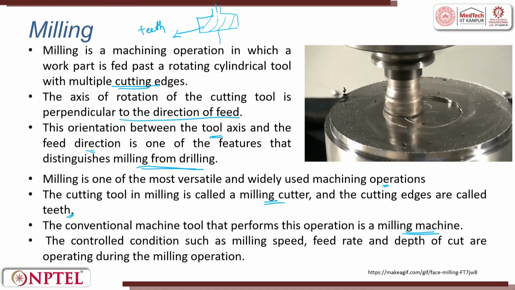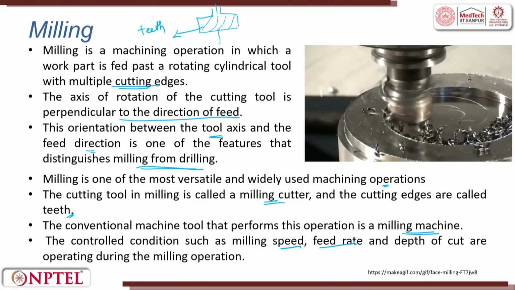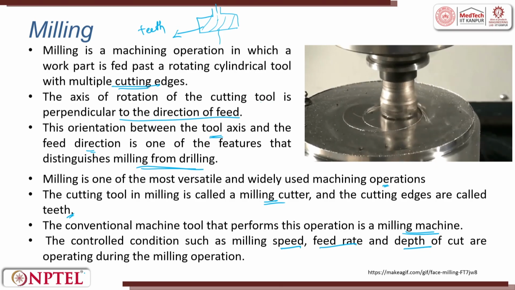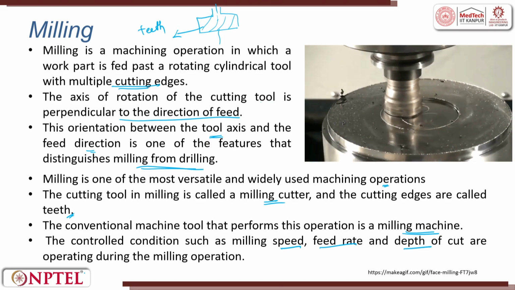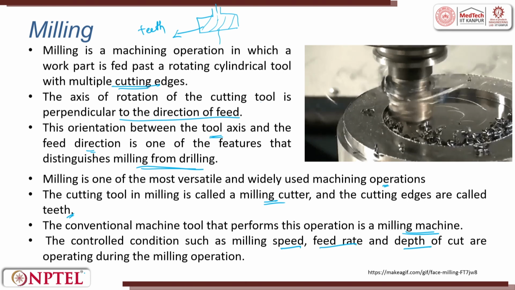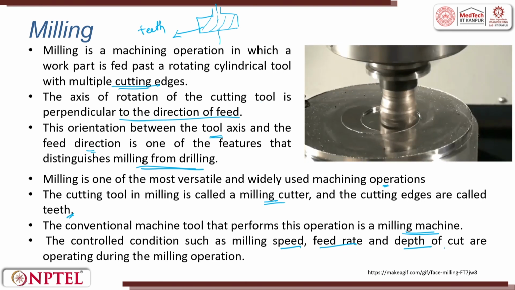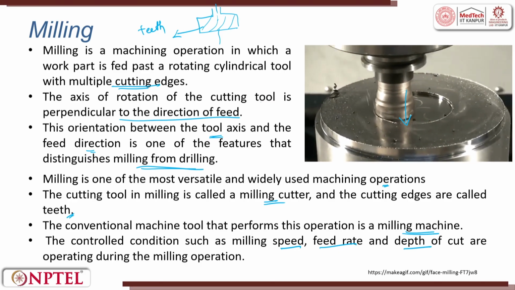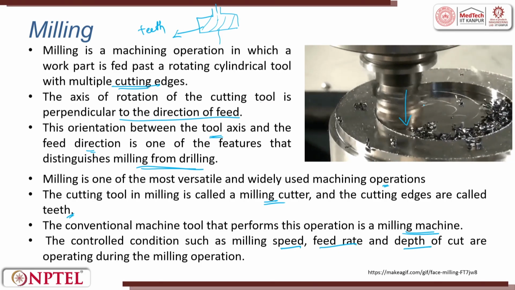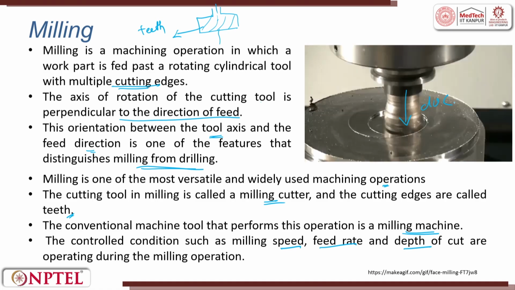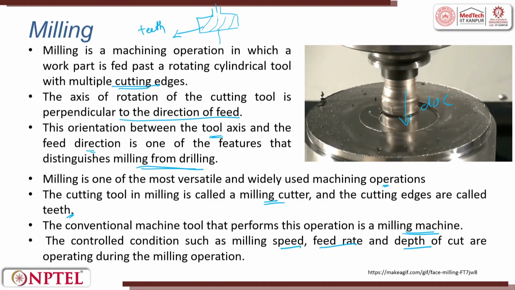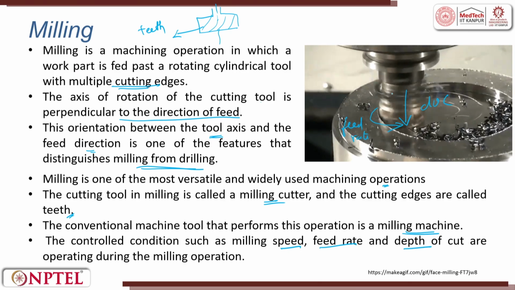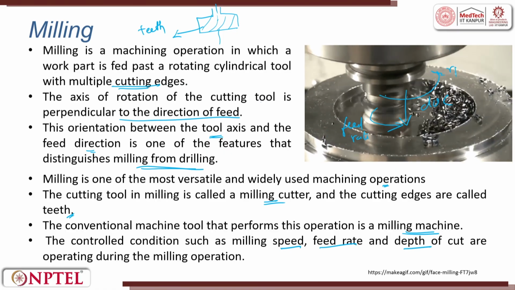The control conditions such as milling speed, feed rate and depth of cut are the operating parameters in a milling operation. The same thing we had in the single point cutting tool: speed, feed rate, depth of cut. Here also it is the same. If you see that the tool is sunk inside, this is called the depth of cut. The rate at which it is fed is called the feed rate, and of course, you will have the RPM.